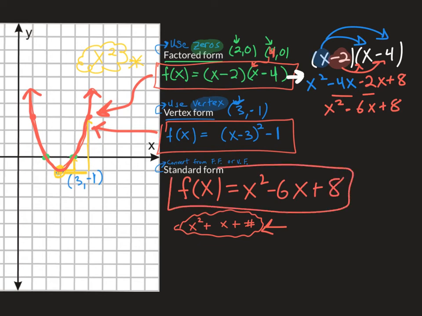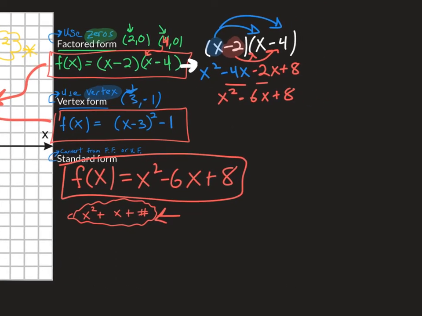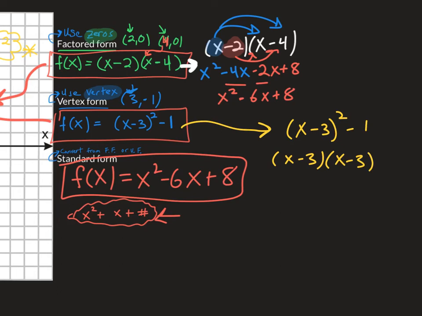Let's go ahead and double check, or maybe just see if I could have used vertex form to do the same thing as well. So let's take this vertex form. Okay, well, I'm going to go x minus 3 squared minus 1. Well, wait a second. X minus 3 squared. Squared just means repeated. So let's just go ahead and repeat that. Okay, and then I'm going to do my double distributing.